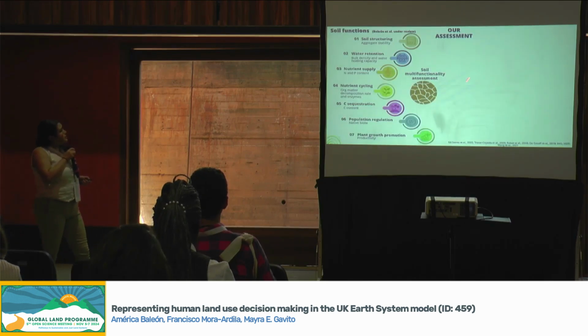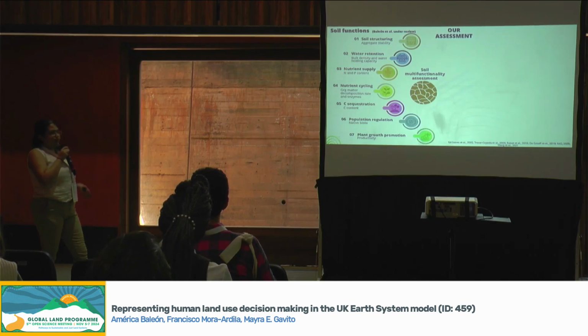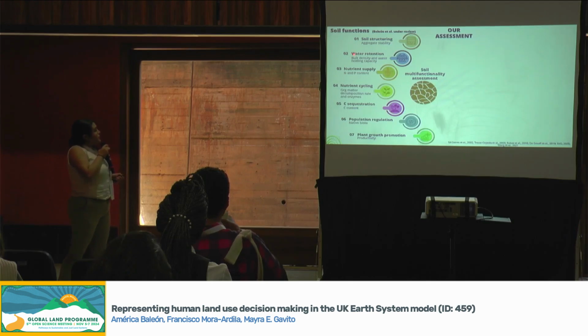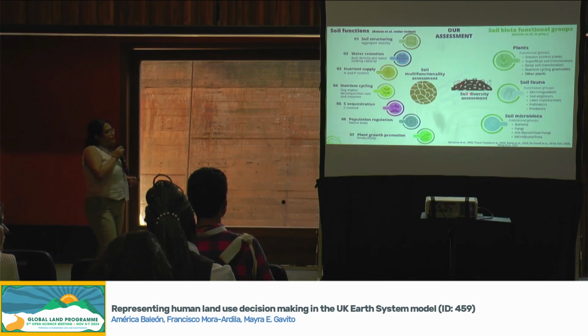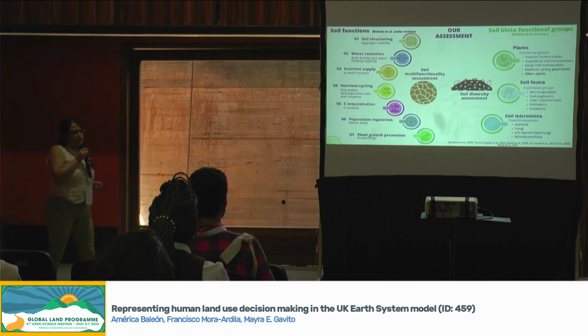Our assessment consists of developing a soil multifunctionality index. We measured seven soil functions through direct indicators of the soil, which are soil structuring, water retention, nutrient supply, nutrient cycling, carbon sequestration, population regulation, and plant growth promotion. We also assessed soil diversity by functional groups of plant and soil fauna, mainly by morphotypes, and soil microbiota by fatty acid characterization.